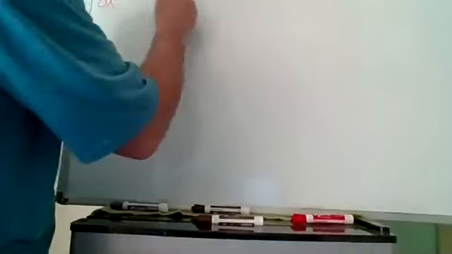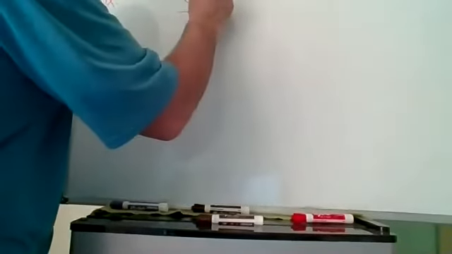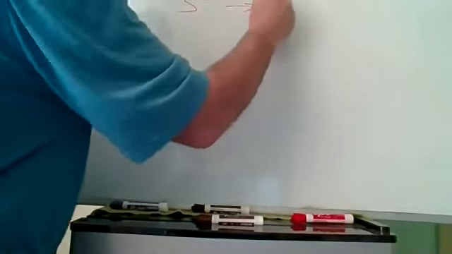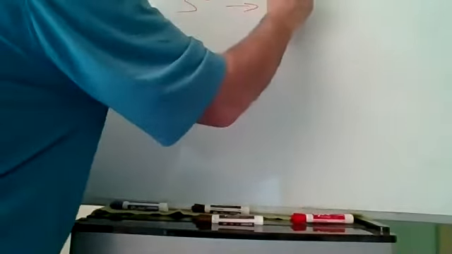Now, the oxidation half reaction is the sulfur going from +2 to +4. Right? That's a difference of 2 electrons.